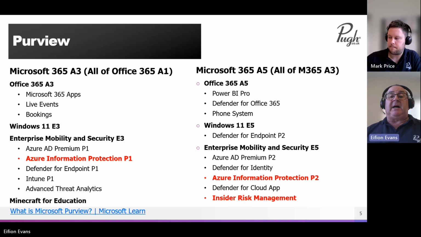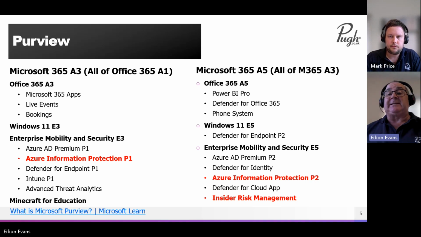Insider risk management then adds data loss prevention policies for your emails and documents, ensuring that sensitive information isn't leaked from your organization deliberately or accidentally. It also includes communications compliance, and this helps ensure that no inappropriate behavior or language is carried out, for instance, in Teams chat.